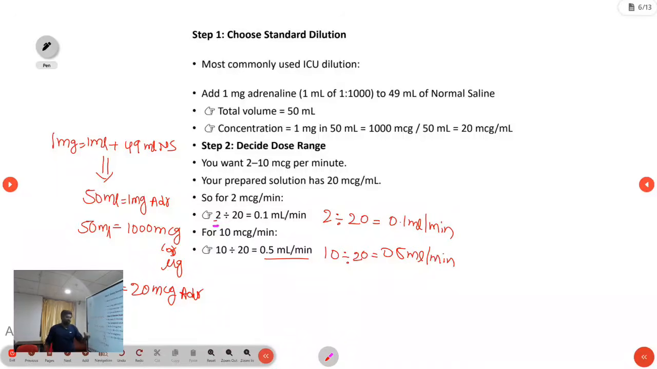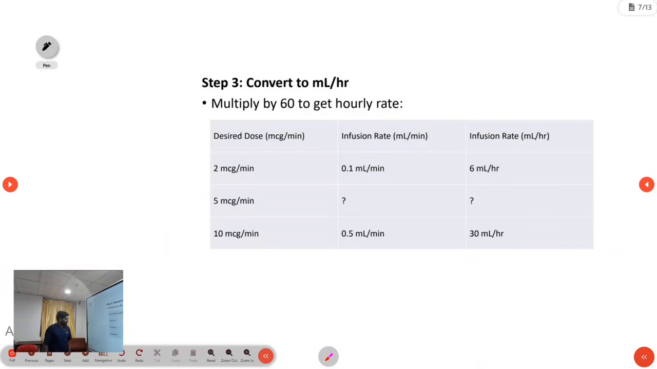0.5 ml per minute. Next, once step 1 and step 2 are done, for starting the infusion rate we have to convert to hours. So, the third step is we have to convert to ml per hour. In the second step we calculated up to ml per minute, and then to start the infusion in the syringe pump we have to convert to ml per hour.